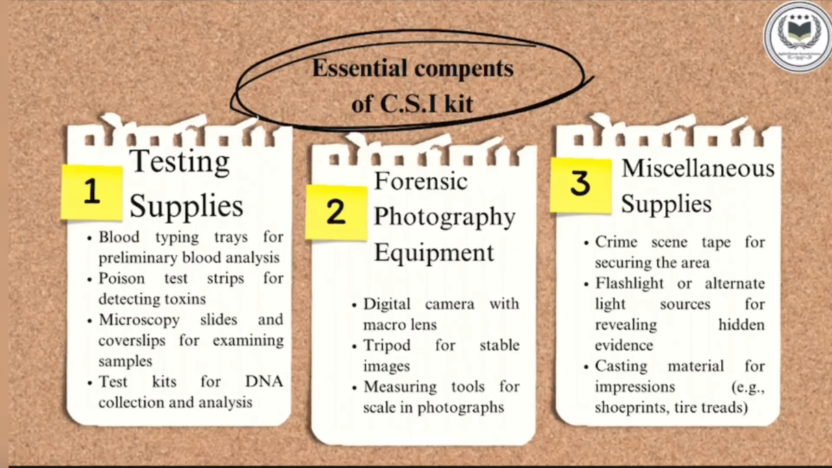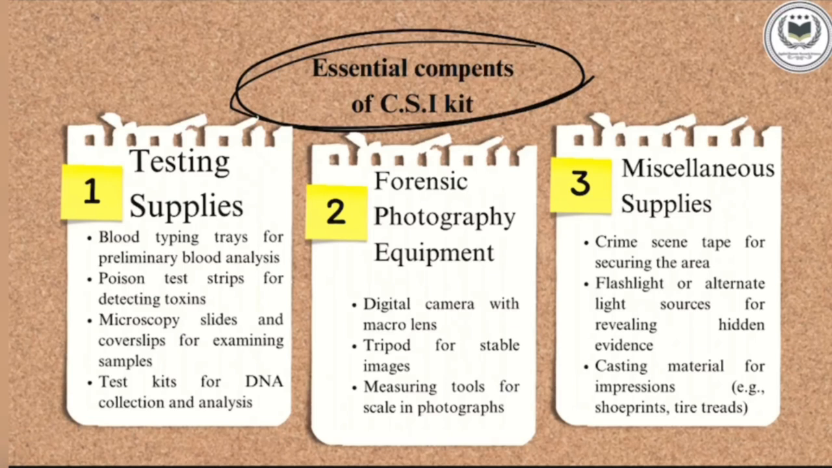First, testing supplies. Biological sample collection kits include sterile swabs, blood collection tubes, and containers for preserving biological evidence like saliva or semen. Presumptive test kits, tools for preliminary testing of substances such as blood or drugs to confirm their presence before further analysis. Chemical testing supplies, like reagents and kits for identifying specific substances found at the scene, for example drug identification kits. Trace evidence collection tools, like adhesive lifters, tweezers, and specialized containers for collecting trace evidence like hair, fibers, and glass fragments.